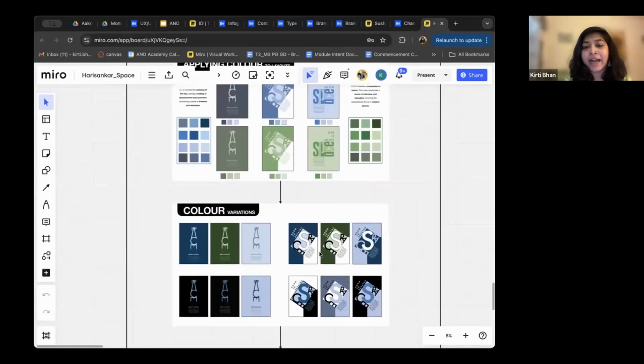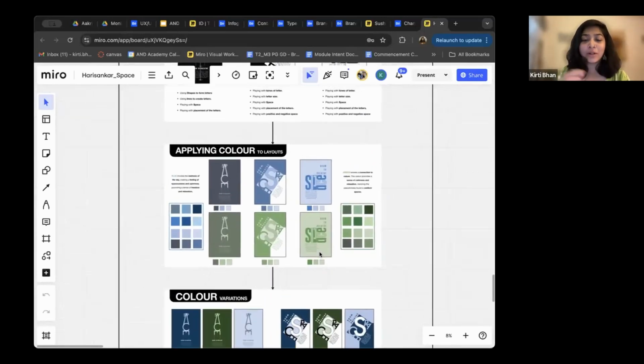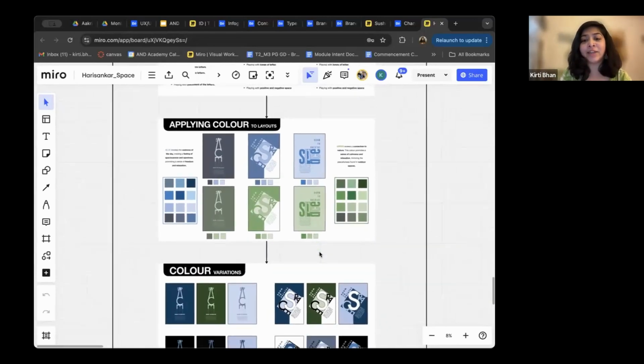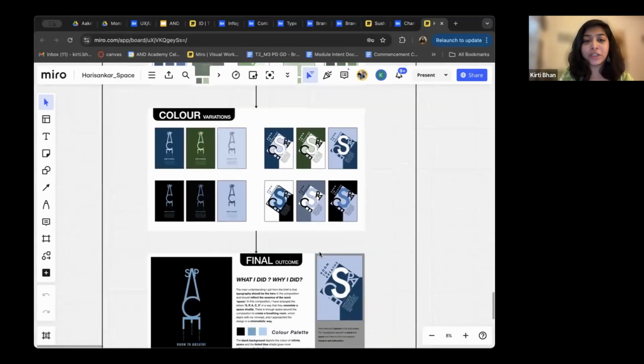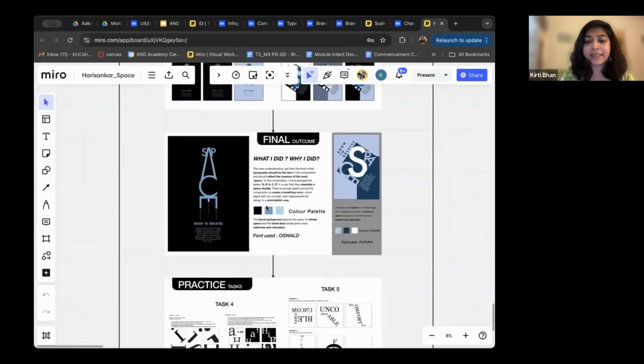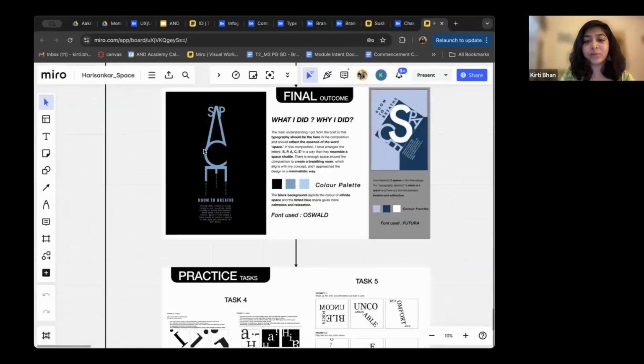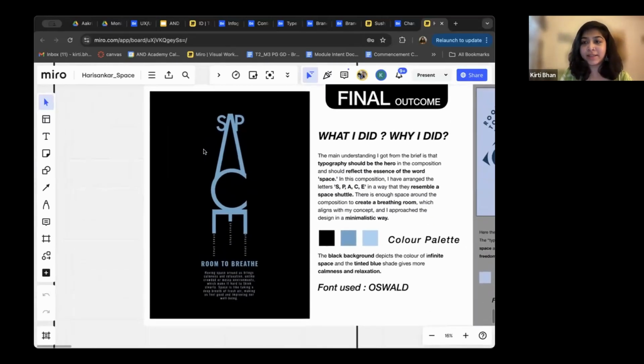Also, you add color, and you do not just pick any color. You align it with your concept. Then you set a color palette. Then you see if it's also aligning with the keyword, with the mood of your concept. And yes, this is what the learner has achieved from that sketch that I just zoomed in on.